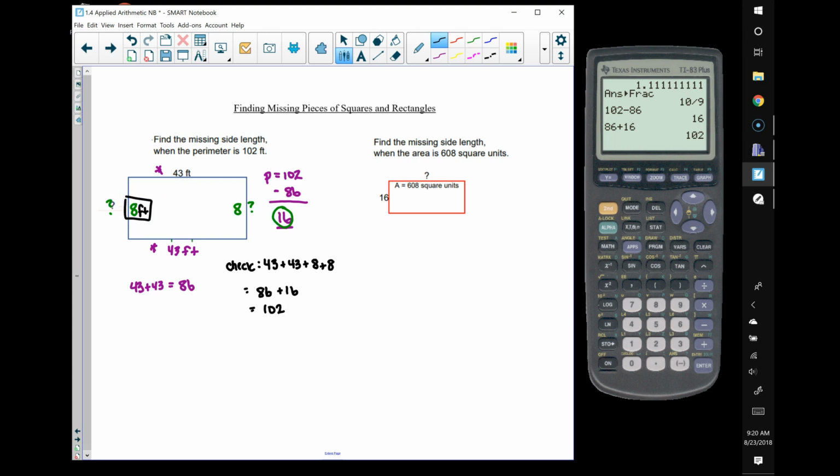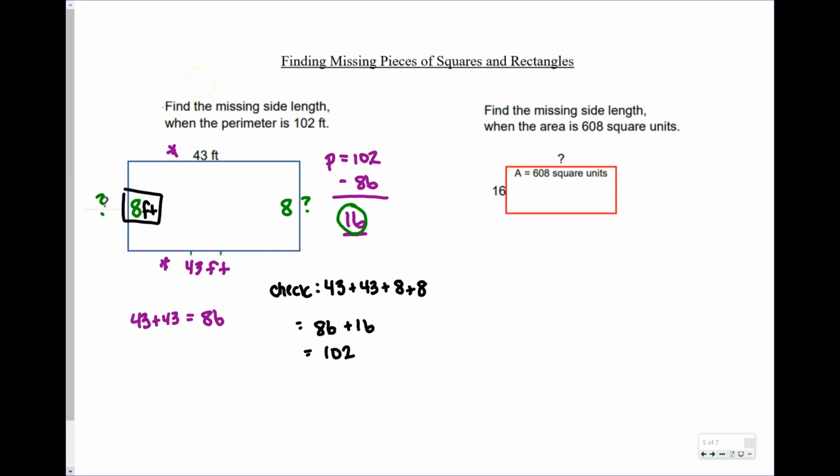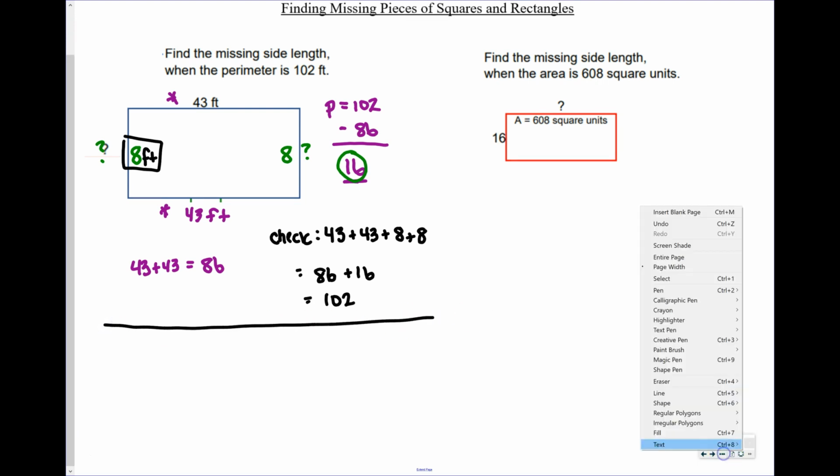There is another way to do it. I haven't taught you this yet, and if you guys want to impress me and show me some cool algebra, you can. I'll show you algebraically how you can do this easier. But again, I don't care which way you do it, but I am going to show you the algebraic method just so you have it.